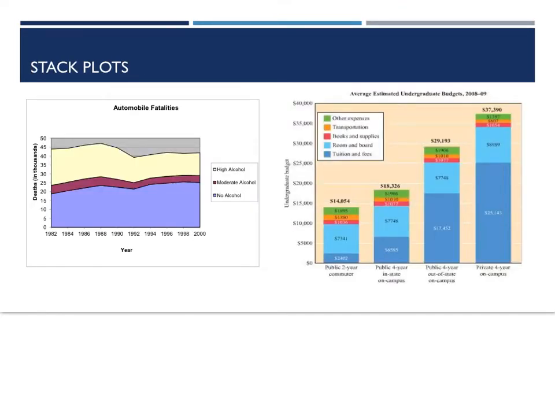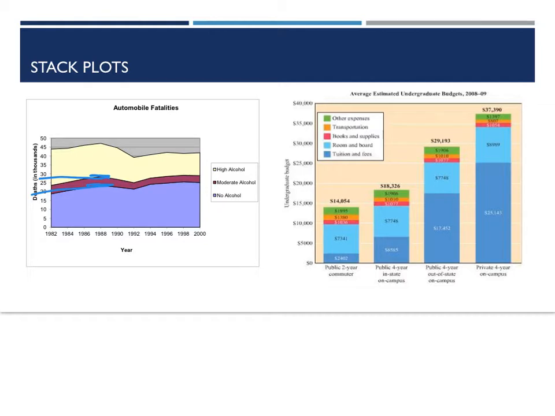Stack plots are where you literally stack one set of data on top of another. They're notoriously difficult to read. Again, we have legends because we're showing a whole bunch of different kinds of data in one graph. The one on the left, it doesn't have any numbers. And what you have to understand is if I want to examine how much moderate alcohol was involved in automobile fatalities in 1988, I have to examine that wedge. So I'd have to extend it over to the side and try to figure out how tall is that wedge.